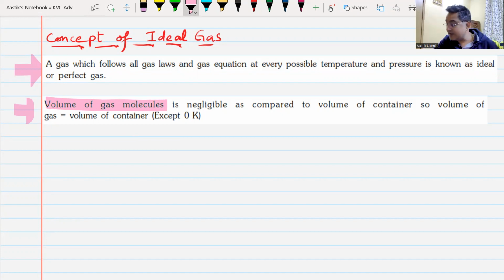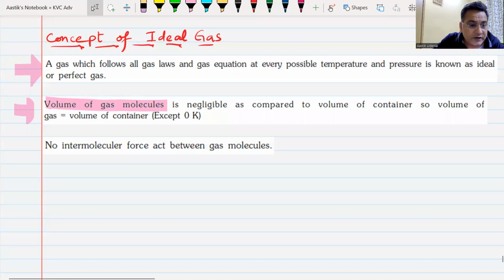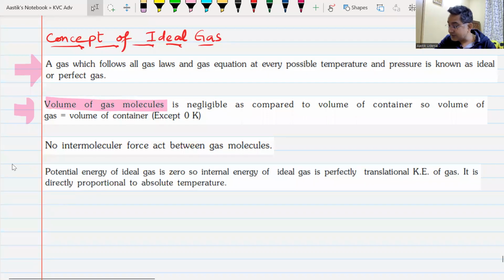Whenever we are talking about ideal gas, there is no intermolecular forces between the gas molecules. Since there is no intermolecular forces on the gas molecules, the potential energy of an ideal gas is taken as zero. Do we understand this? So the entire energy is in the form of kinetic energy of gas molecules. Everyone understands this?